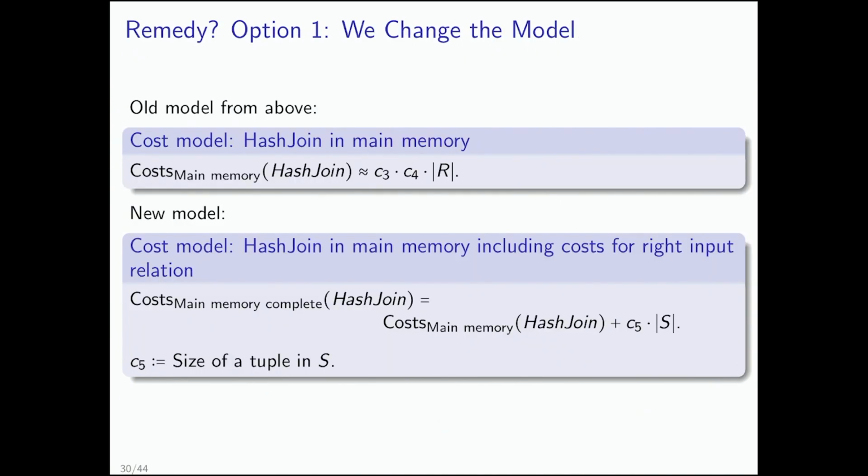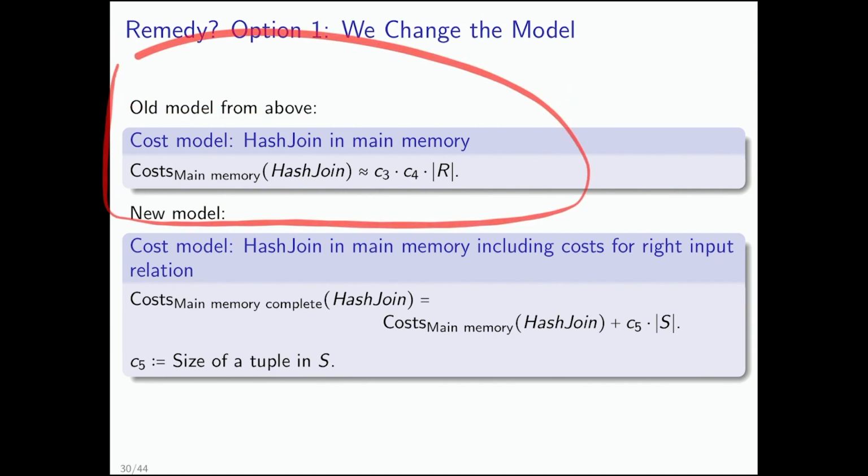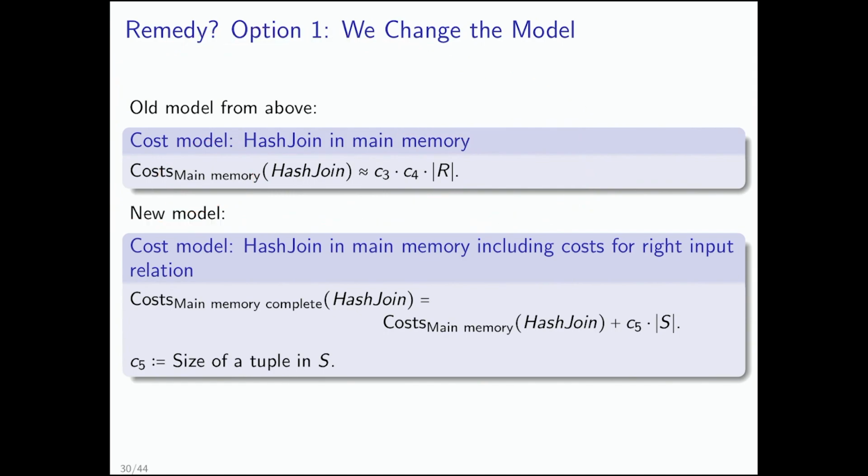Well, and then we have two options. We can change the model to reflect what we're doing in our implementation. So if that was our initial model, only modeling main memory costs along the size of input relation R, the left input relation, we could now change it to say, okay, that's not true. So we will use this model as before, plus we add some C5, some weight times S, which is again something greater than 1.